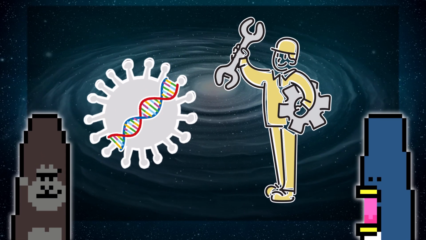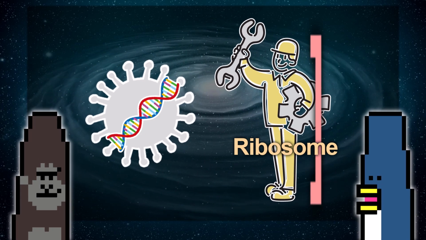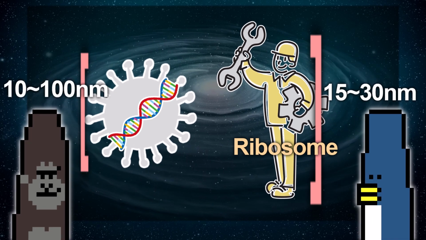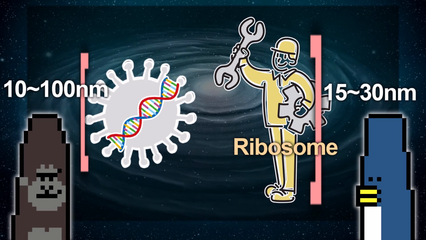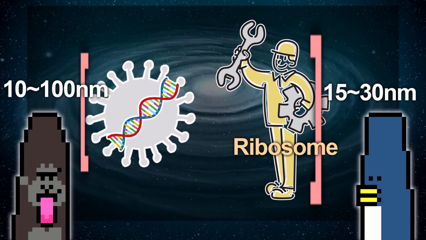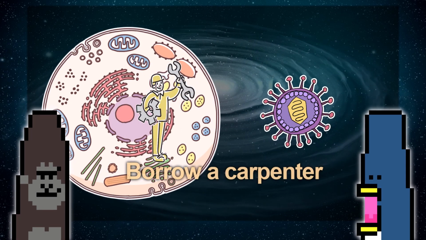For instance, ribosomes, which are the carpenters that make proteins from the blueprint, are 15 to 30 nanometers in size. Viruses are 10 to 100 nanometers, so they physically can't fit in. Then how do they multiply? Even if you have a blueprint, you can't work without a carpenter, right? That's right. That's why viruses borrow a carpenter.